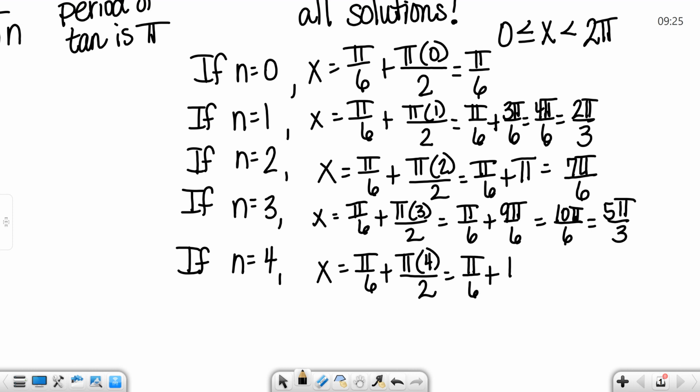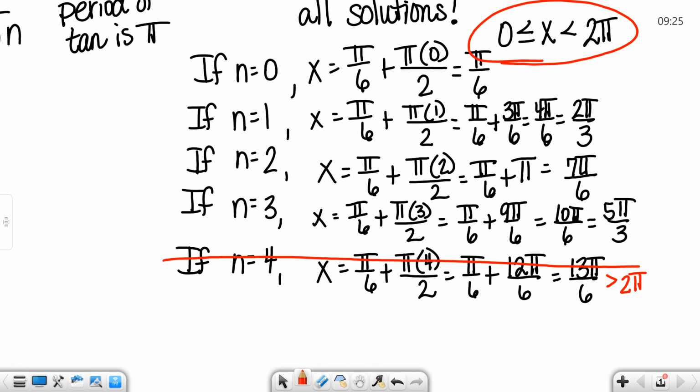I need a common denominator again, so that would be 12 pi over 6. That gives me 13 pi over 6. Hopefully you realize that that one is bigger than 2 pi, because 12 pi over 6 is 2 pi. So 13 pi over 6, that's too big. Okay, that is no longer in my range of values, because this is greater than 2 pi. And remember, our range said it had to stay between 0 and 2 pi.